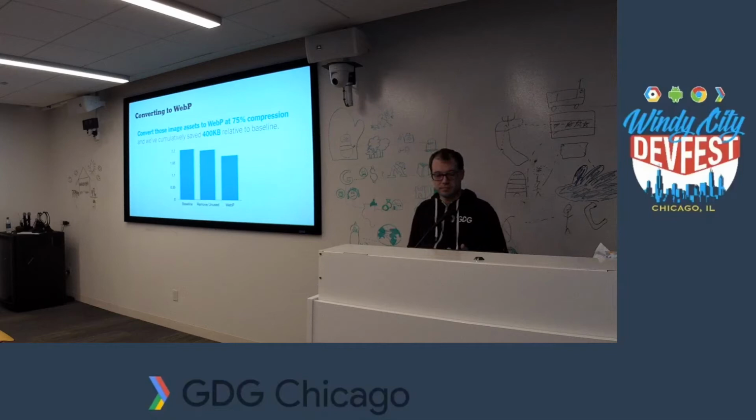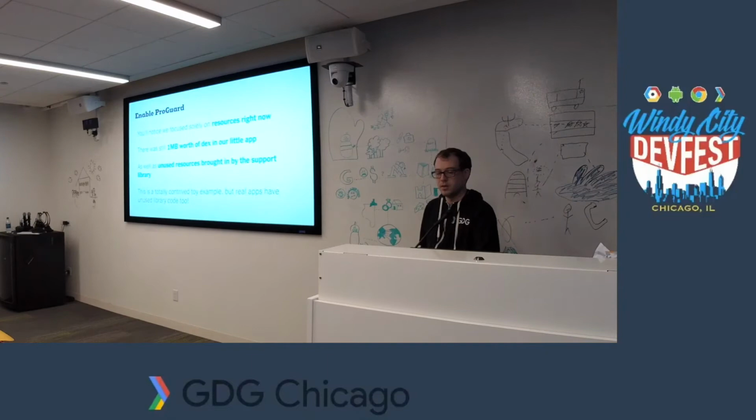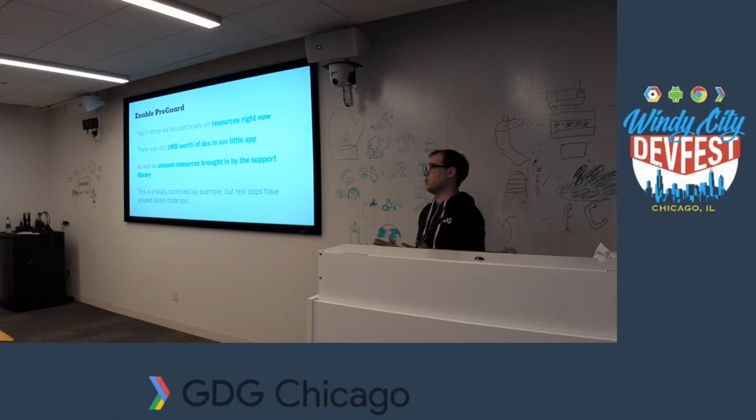So, next thing here is looking at ProGuard and resource shrinking. You'll notice that we focus solely on resources right now. There was still a whole megabyte of dex in our little toy app. And then there's a whole lot of unused resources brought in by the support library, since we are using an AppCompat activity on this.